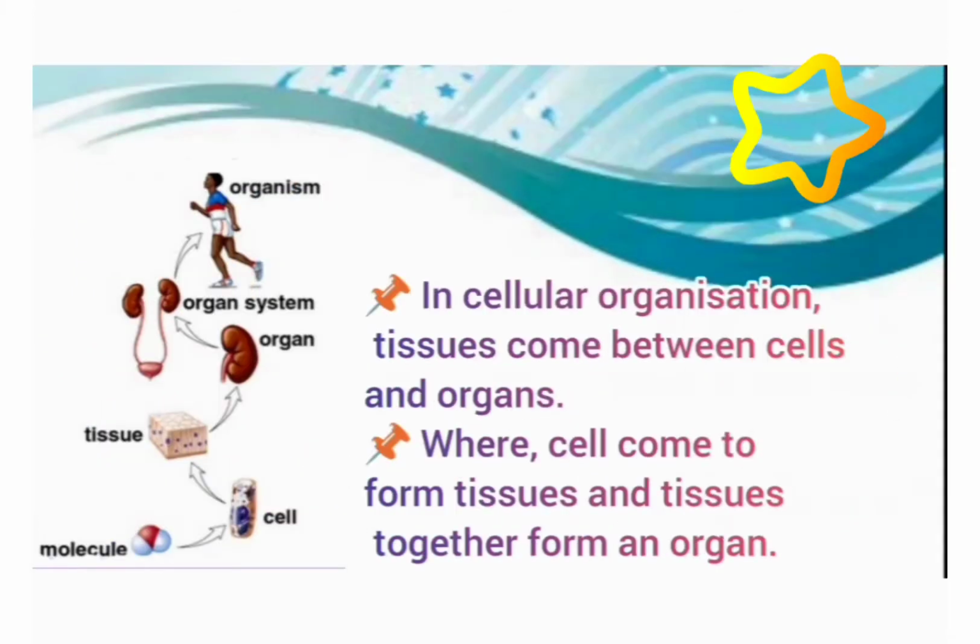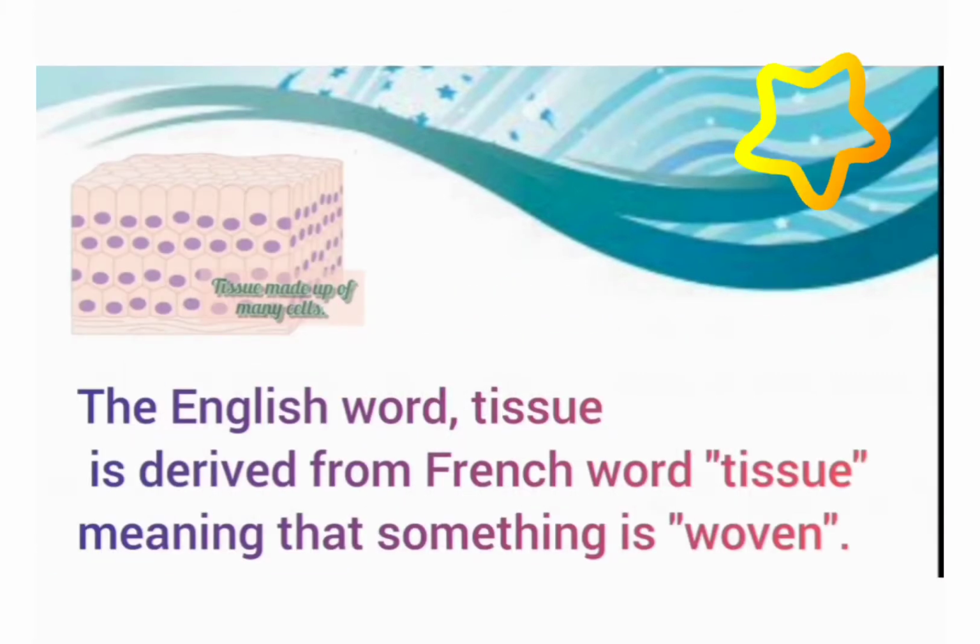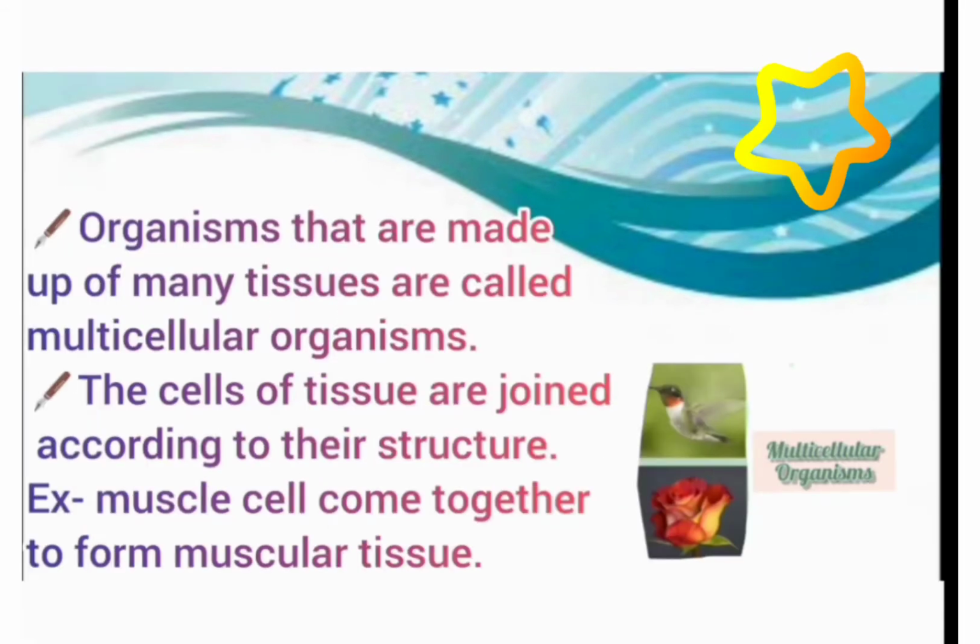In cellular organization, tissues come between cells and organs, where cells come together to form tissues and tissues together form an organ. The English word tissue is derived from the French word tissue, meaning something woven. Organisms that are made up of many tissues are called multicellular organisms. The cells of a tissue are joined according to their structure. For example, muscle cells come together to form muscular tissue.